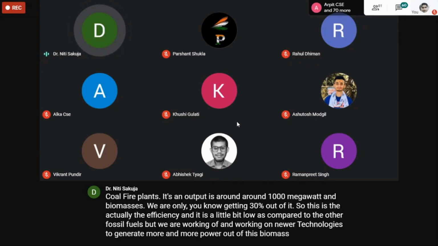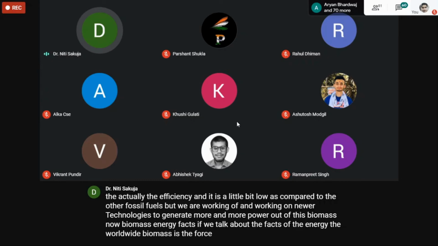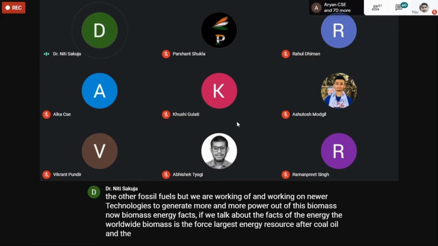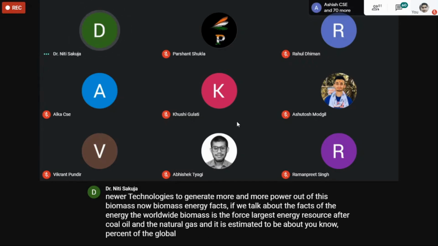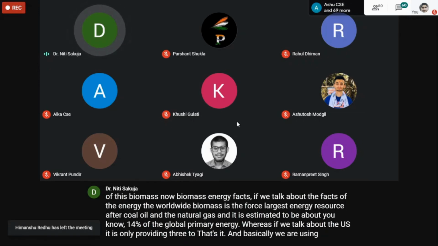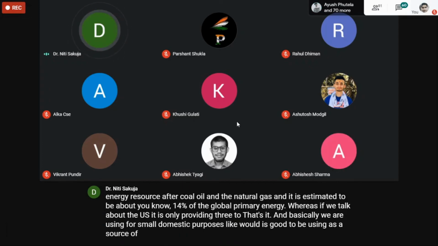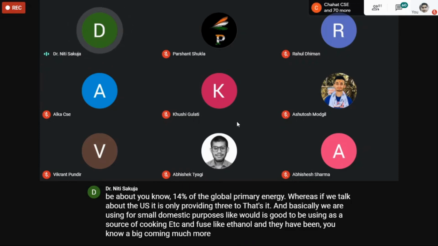Now, biomass energy facts. Worldwide, biomass is the fourth largest energy resource after coal, oil, and natural gas, and it is estimated to be about 14% of the global primary energy. Whereas in the US, it is only providing 3 to 4%. Basically, we are using it for small domestic purposes, like wood as a source of cooking, etc. And fuels like ethanol have been becoming much more popular for electric power generation.